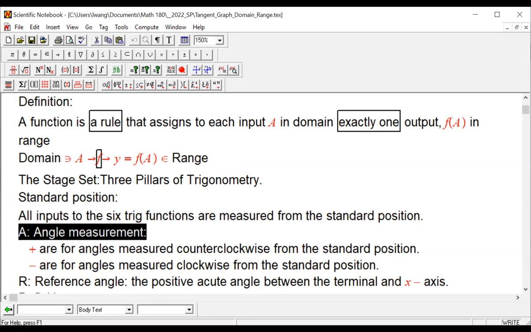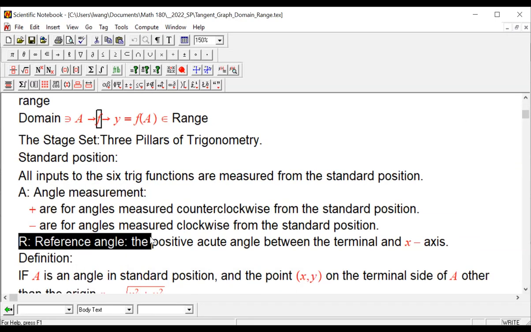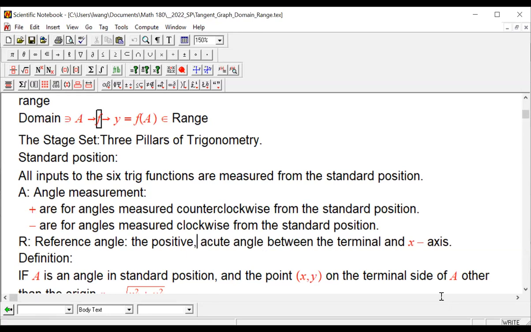The first one, of course, is angle measurement again, okay? Positive angles are measured counterclockwise from the standard position, and negative angles are measured clockwise from the standard position. Reference angle, right? A positive acute angle between the terminal side and the x-axis.